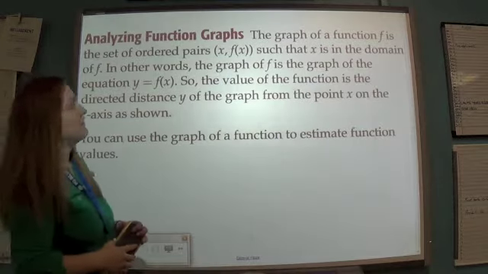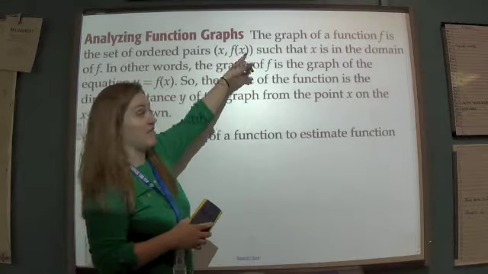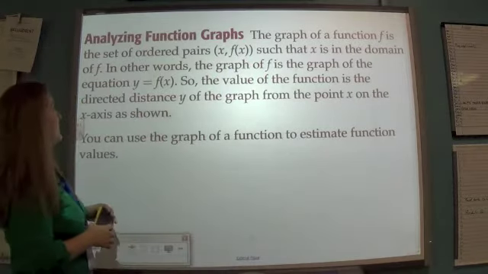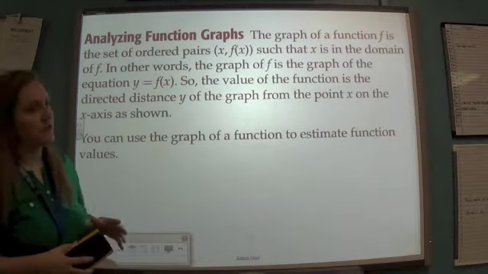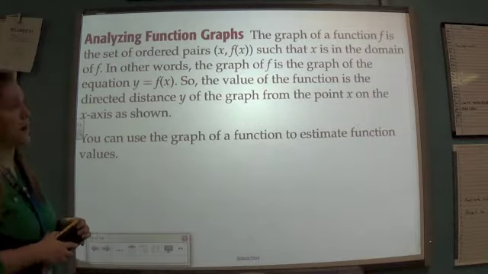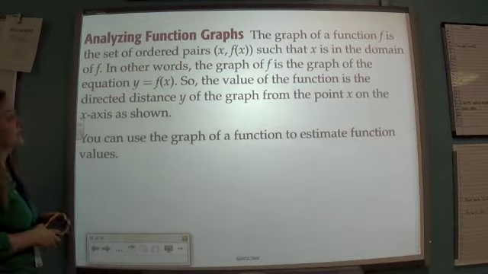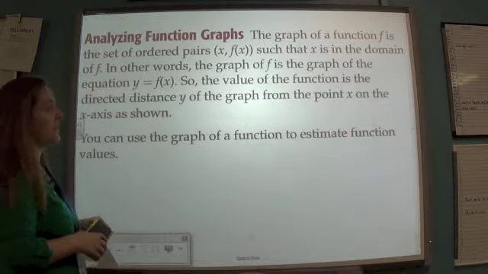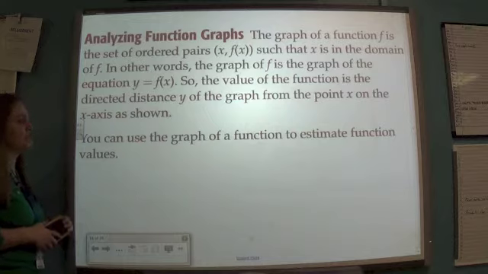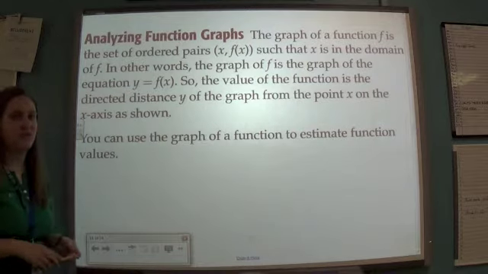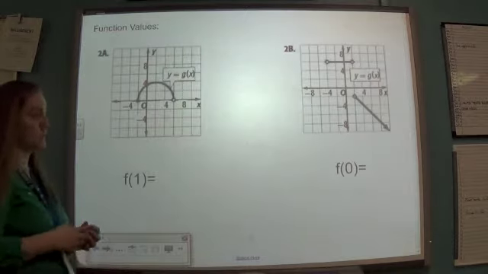Okay, analyzing graphs. The graph of a function f is the set of the ordered pairs (x, f(x)), such that x is in the domain of the function. In other words, the graph of the function f is the graph of the equation y equals f(x). So the value of the function is the directed distance y of the graph from the point x on the x-axis, as shown. You can use the graph of the function to estimate the function values. So I'll come back to domain and range, but we're going to do function values.